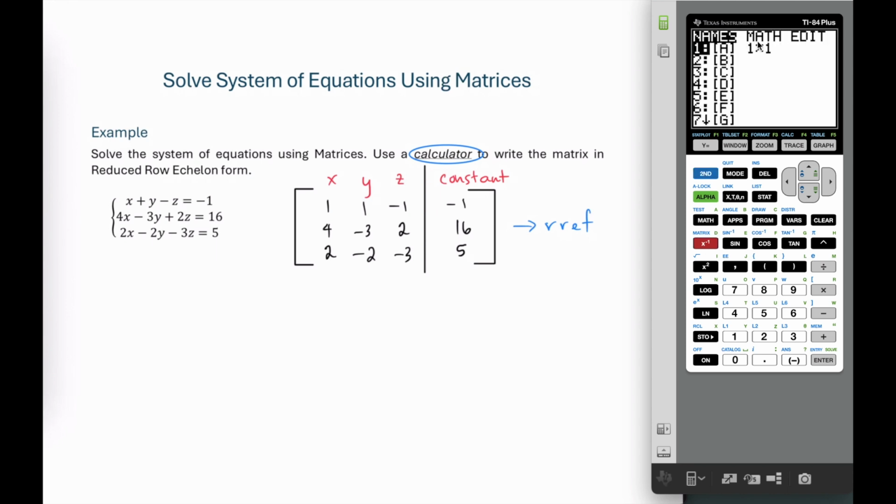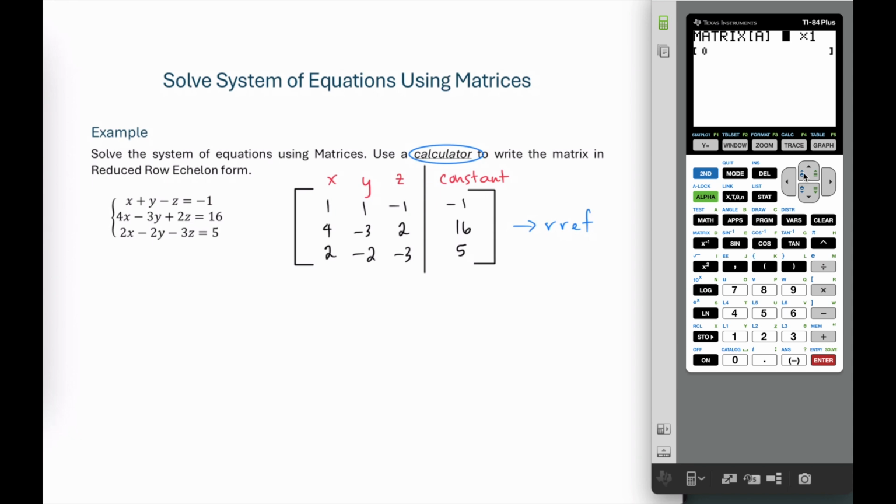The first thing that we want to do is to edit a matrix in order to input our current matrix. So we arrow over to the edit menu, and then we select matrix A, or any of these matrices, but matrix A is the one that I usually select.